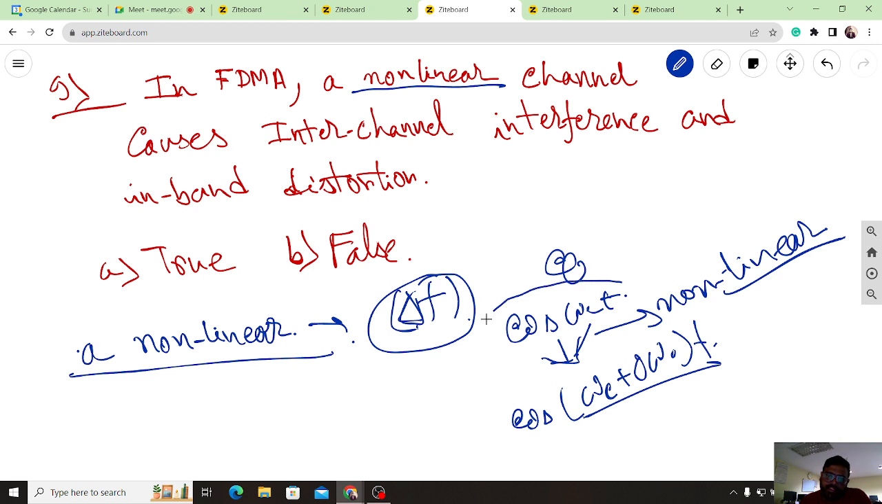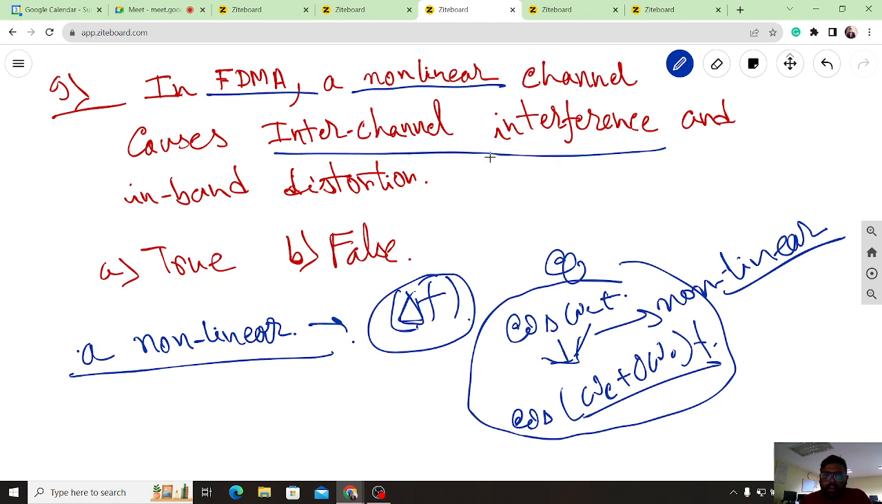If this kind of thing happens in an FDMA system, obviously there will be inter-channel interference, and in-band distortion can also happen, because suppose the amplitude or some phase, del theta t, has been added here. All this in-band distortion can also happen. So the correct option is true.